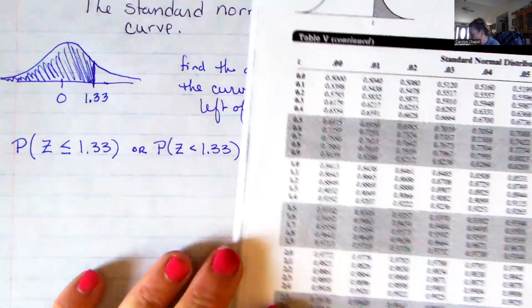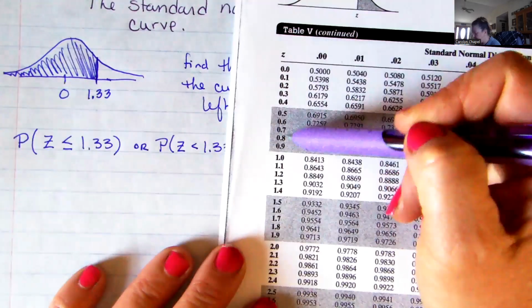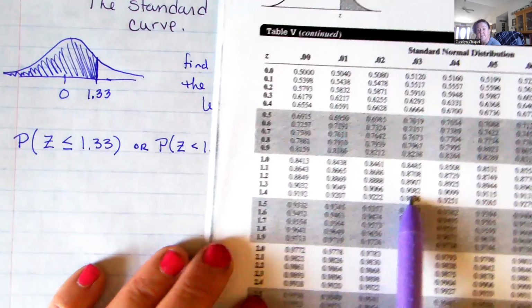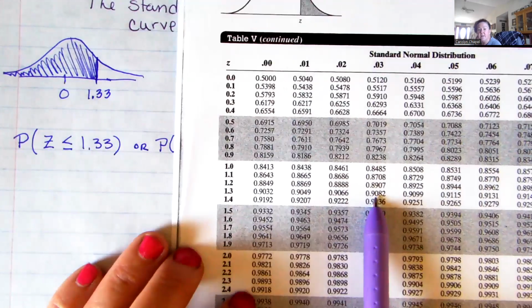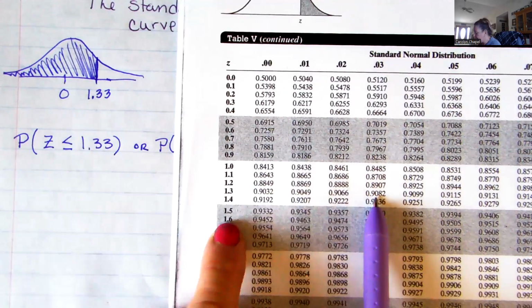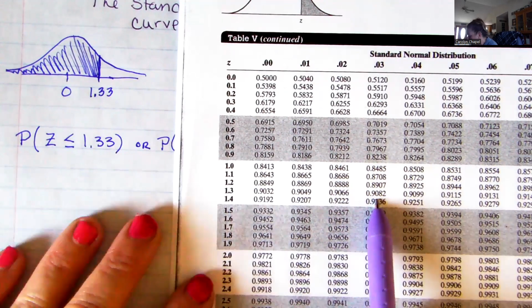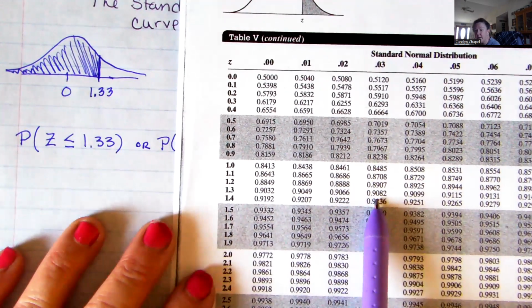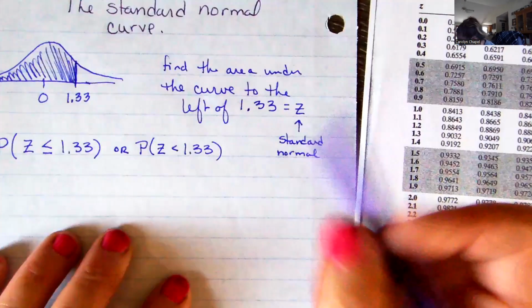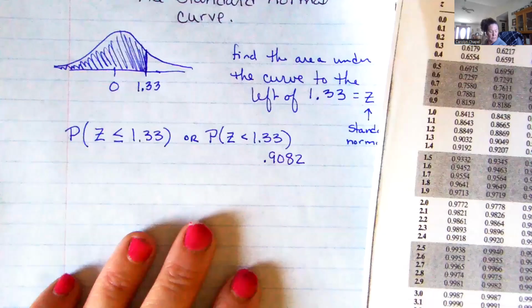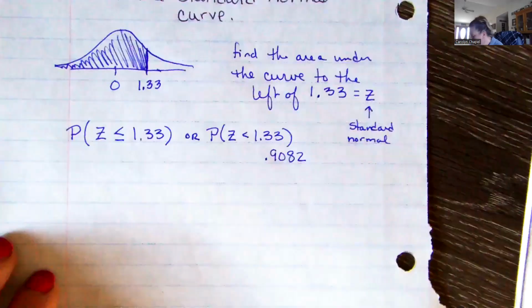So we go down our column here, 1.3, and then over to the 3. So this is where Z is equal to 1.33. This is the area to the left of that value. So 0.9082. 0.9082.